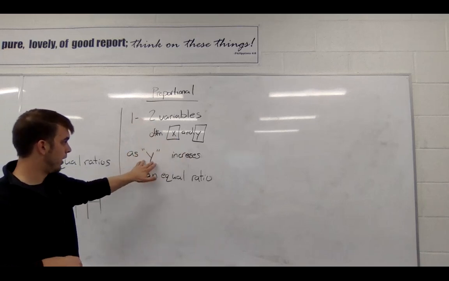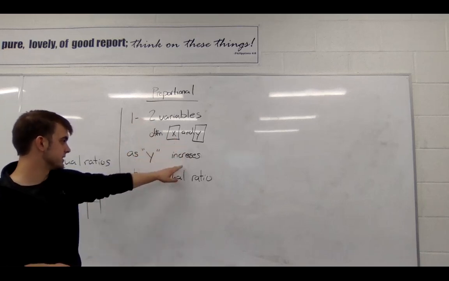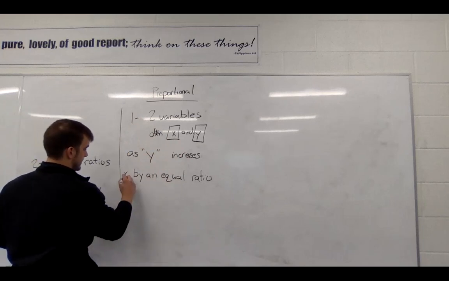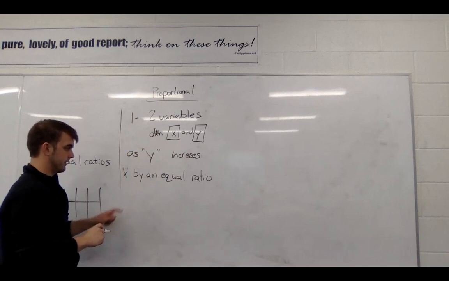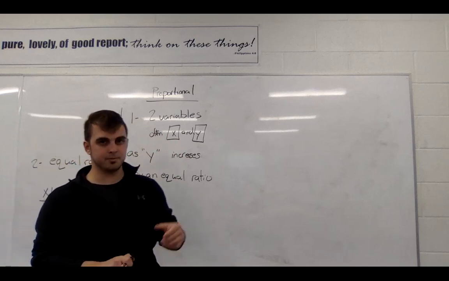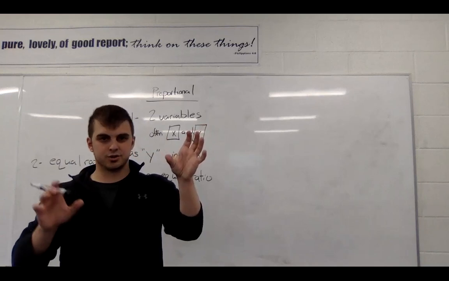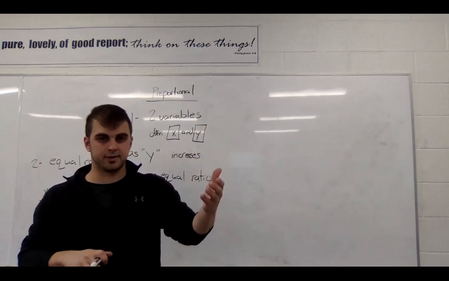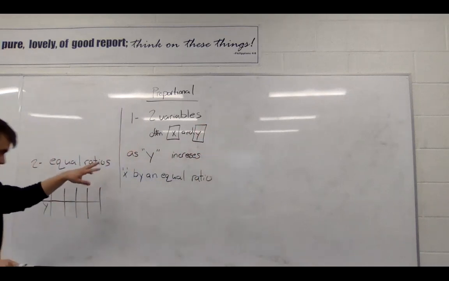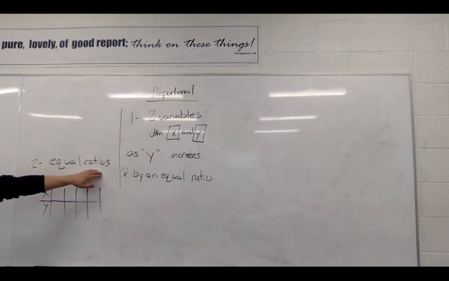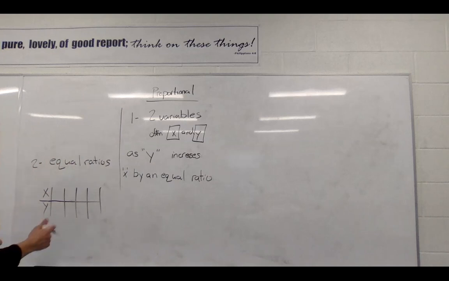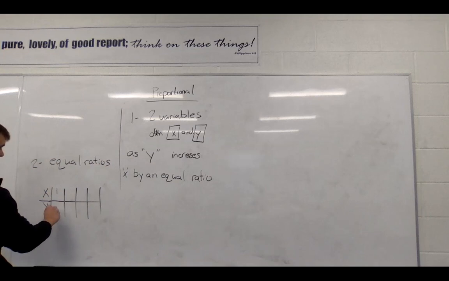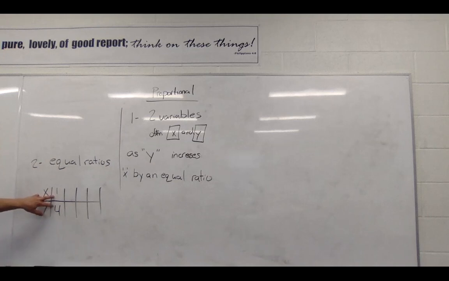And as y increases, x increases by an equal ratio. So pretty much as y gets bigger, so does x by the same amount. So if y doubles, then x would double. So jumping over here, that idea, if you put these numbers in ratios, they're going to be equal. So I'll just pick a random number here. If x is 1 and y is 4, that means if they're going to be proportional, all of them are going to have to reduce down to 1/4.